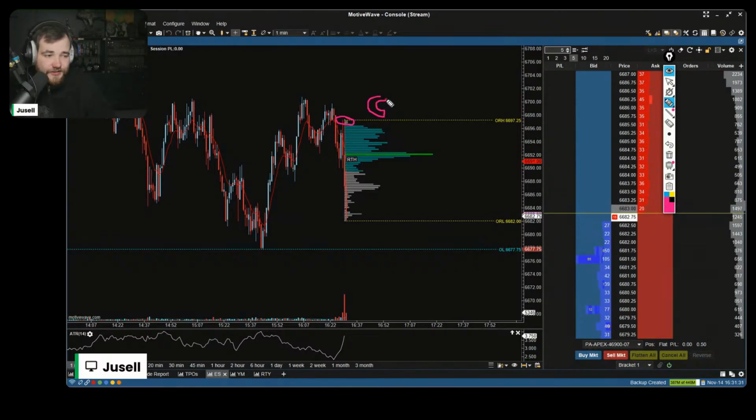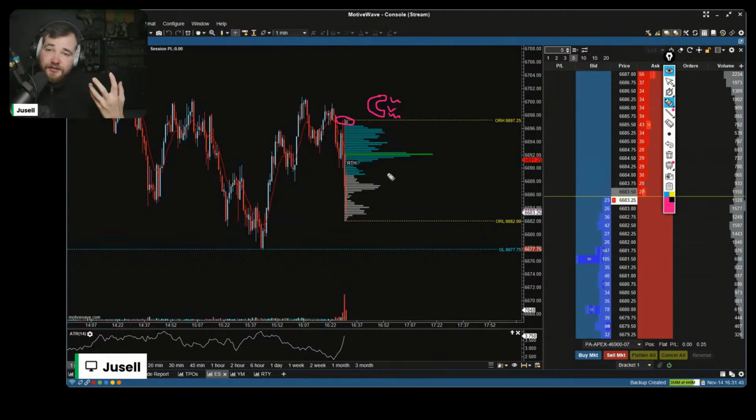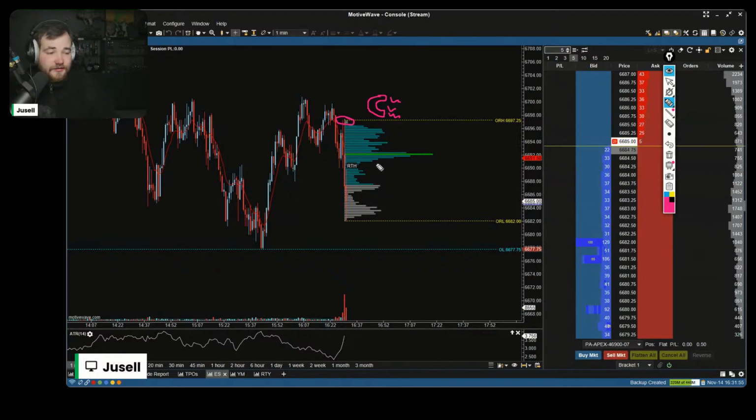Let's draw a magnet. What's the magnet Pokemon called again? Magnemite, yes, this is Magnemite. And Magnemite is saying, price, come here. So this could be a trade if you're trading unfinished auctions. There's a magnet, and now you have to find a trade location to take that trade to the magnet, right?